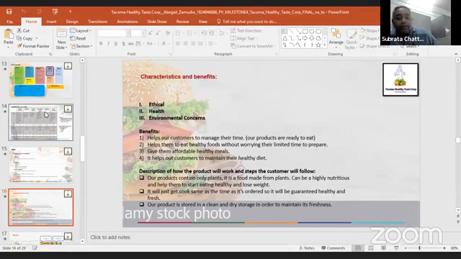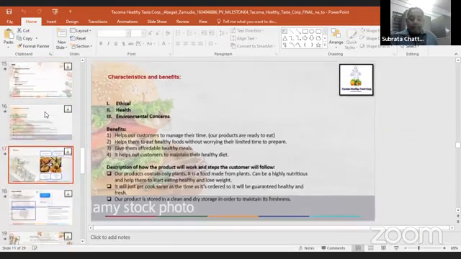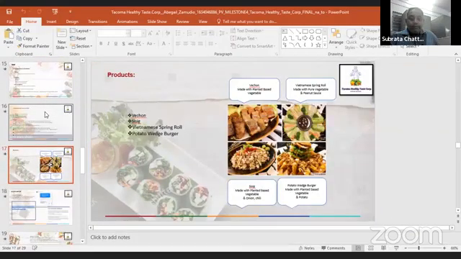Since the products are only made of plants and are fresh, and will be cooked at the same time as they're ordered, they are healthy and fresh, and the products are stored in a clean, dry storage in order to maintain their freshness. So this is about the products. As you can see, the different products: Bichon, then spring roll, then sisig, and potato wedge burger.